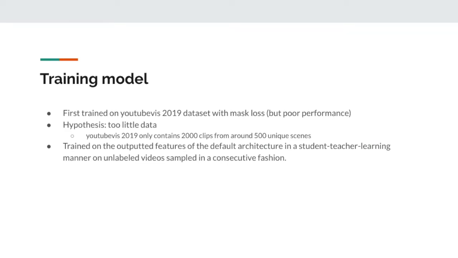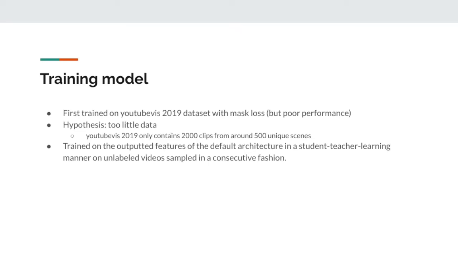Next up, we try to train our model. We first tried to train our model on the YouTube-VIS 2019 dataset with mask loss, so with the loss that is applied after the transformer decoder. But this yielded poor performance, and we hypothesized that this is because we had too little data, because YouTube-VIS 2019 only contains 2,000 clips from around 500 unique scenes. And we thought 500 unique scenes is probably not enough to train an architecture what features are actually important between frames and what features can be shared.